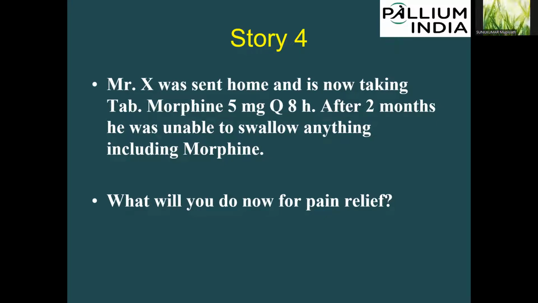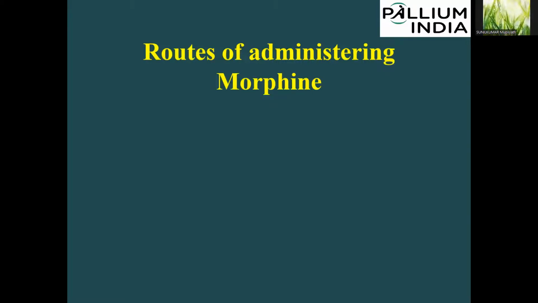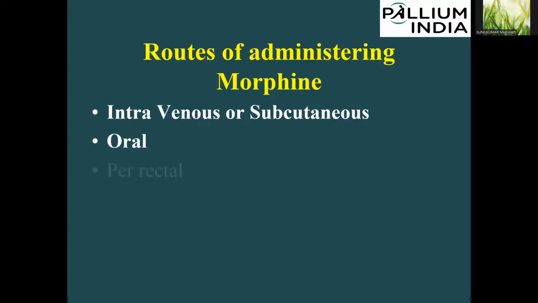Okay, so what are the routes through which you can administer morphine? IV. IV, yes. Subcutaneous. Subcutaneous, yes. Sir, IM. IM, it can be, but it has a lot of disadvantages. Oral, yes. Anything else? Any sublingual other? Buccal. Sublingual buccal. We told that it is not advisable. Okay. So intravenous or subcutaneous, oral route, that is the most common route, can be administered perfectly. Epidural and intrathecal. Okay. These are the routes through which you can administer morphine.